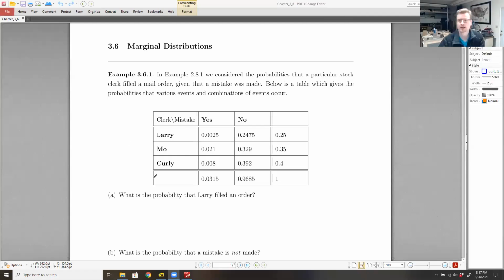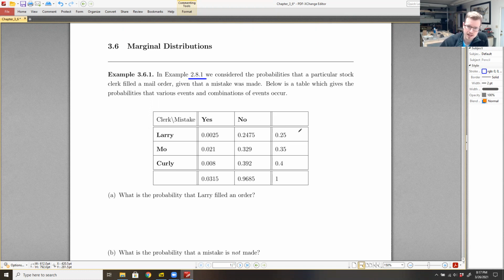All right, so returning back to the previous section, we created this table, which actually came from example 2.8.1, all the way back in section 8 of chapter 2. What we were given in that example was the probability that Larry, Mo, or Curly would fill an order at a warehouse that fills and ships orders. I'm trying to remember what they call that. Anyway, doesn't matter.